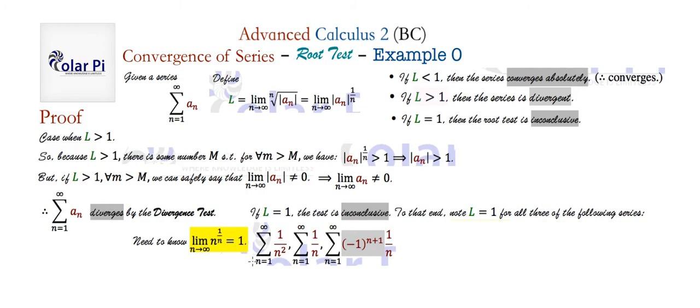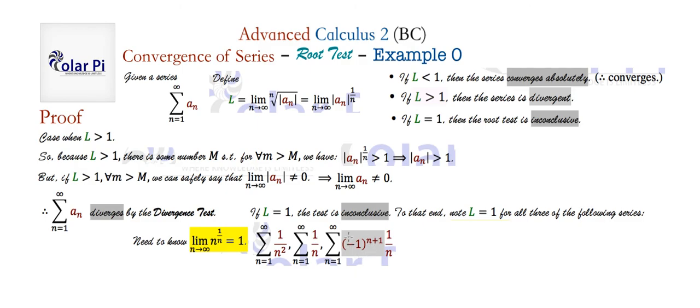And in order for you to be able to see that L is equal to 1 in all of these situations, you need to understand that the limit as n goes to infinity of n to the 1 over n power is equal to 1. But you can do it yourself, and if there's enough demand, I'll make a video showing you why L is equal to 1 in all three of these cases. Here, this one is absolutely convergent, this one is divergent, and this one is conditionally convergent, right?